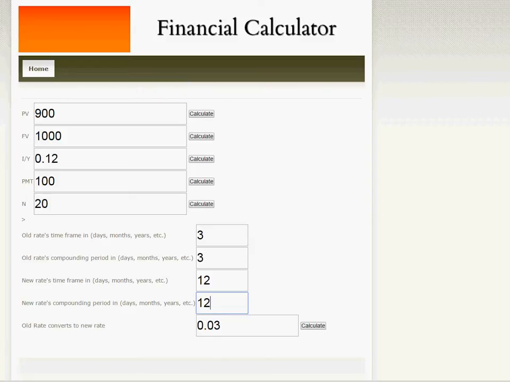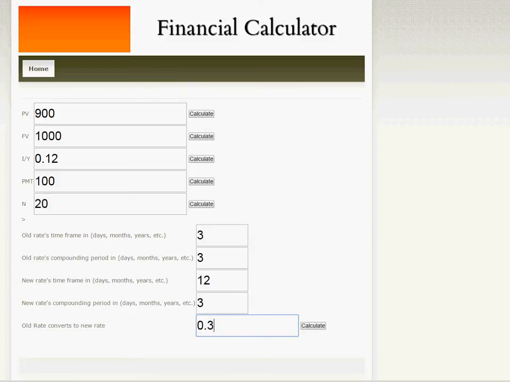Now just to show you, if I leave this 3, this changes it to 12% by multiplying by 4. And so we can do straight multiplication to change rates, but only to change the time frame, not the compounding frequency. If the compounding frequency changes, that won't work.